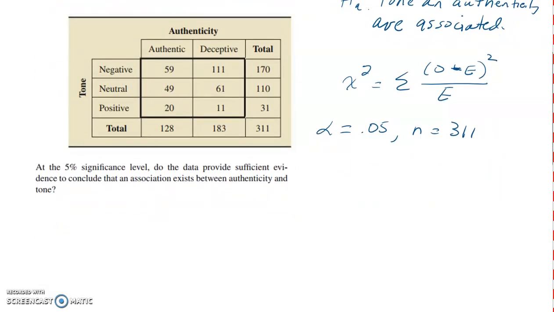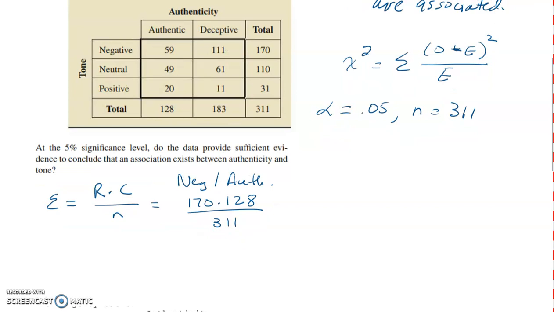As you recall from last time, you're going to calculate the expected values by the row times the column divided by n. So if we want to look at the box that's negative and authentic, the row for that box is 170. The column for that box is 128, divided by 311, and then that is going to equal 69.968 is what I got. So that's our expected value for this first box.